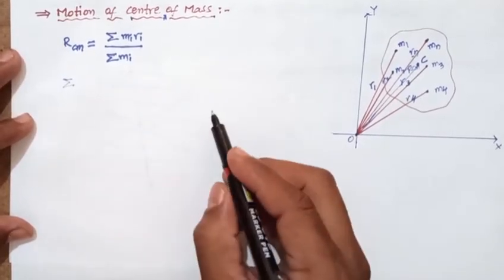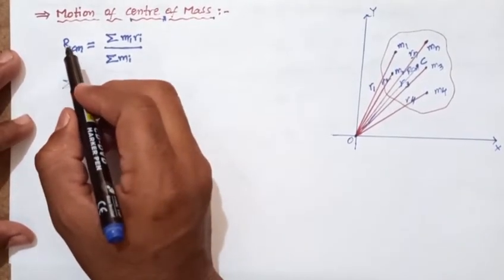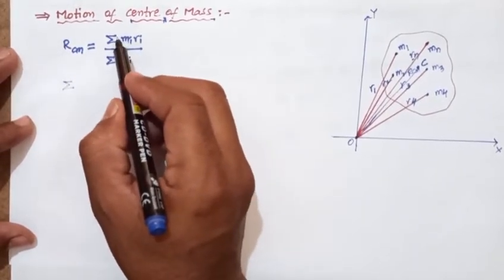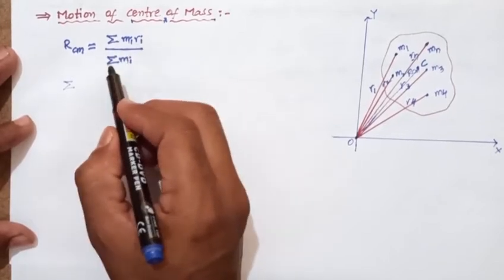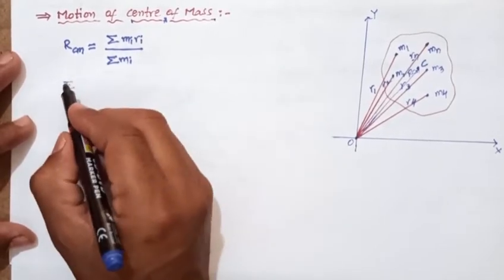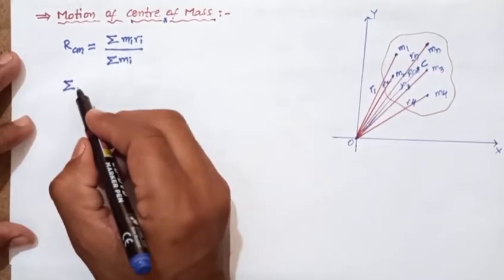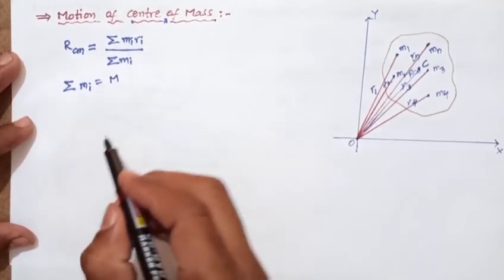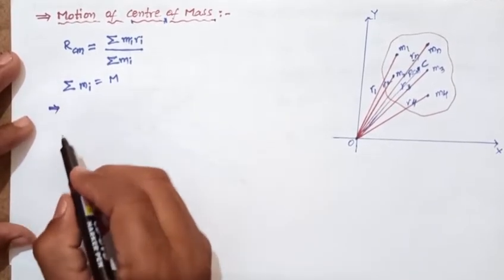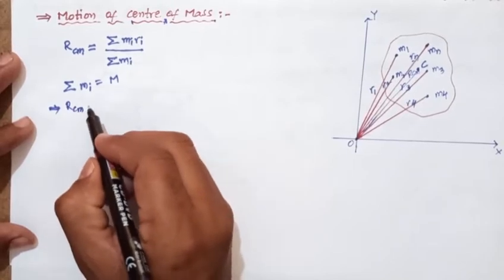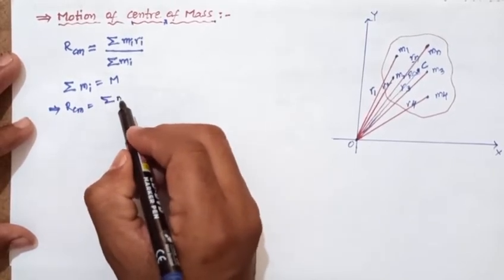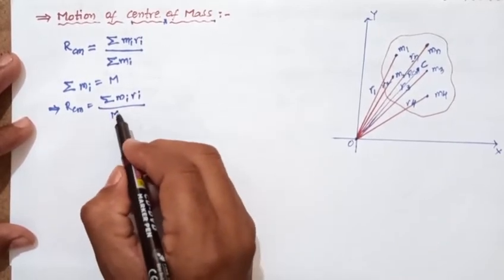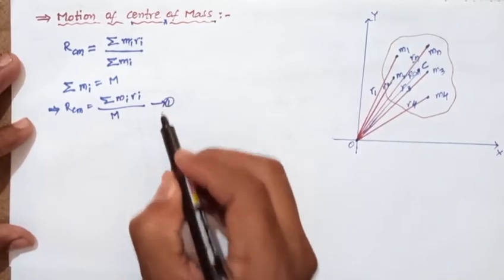Okay, next, the center of mass: rcm equals, we know the equation, summation of mi ri by summation of mi. Here the total mass of the system, summation of mi, equals capital M. So rcm equals sigma mi ri divided by capital M. This is equation number 1.